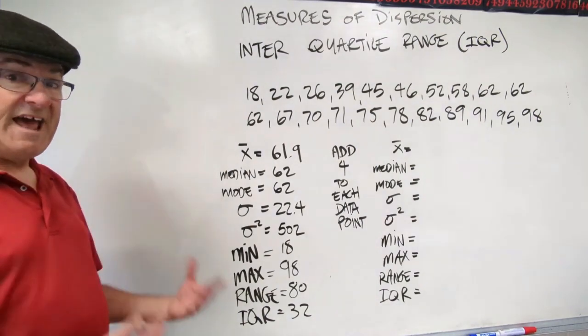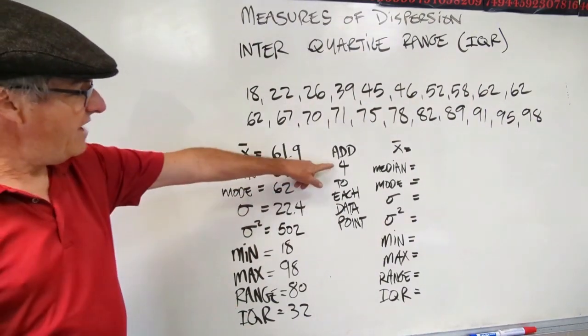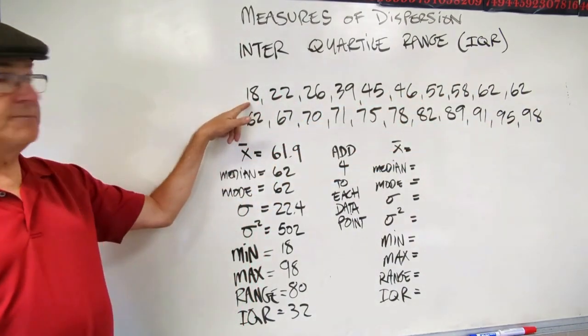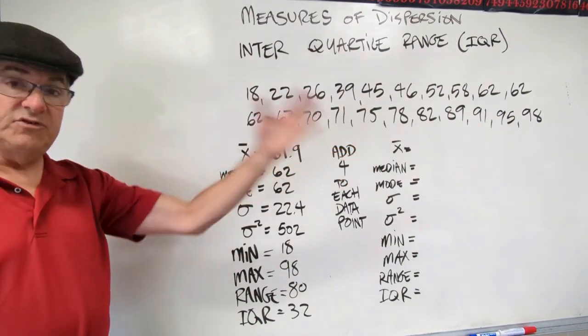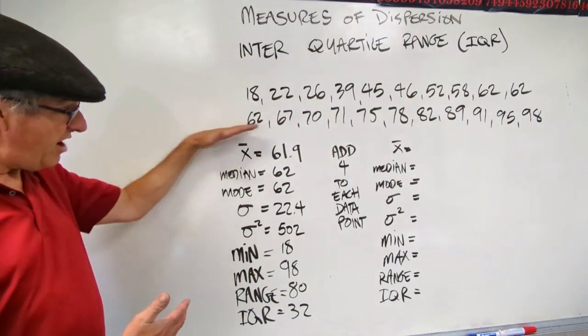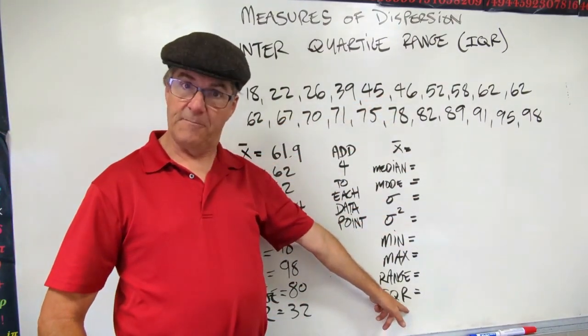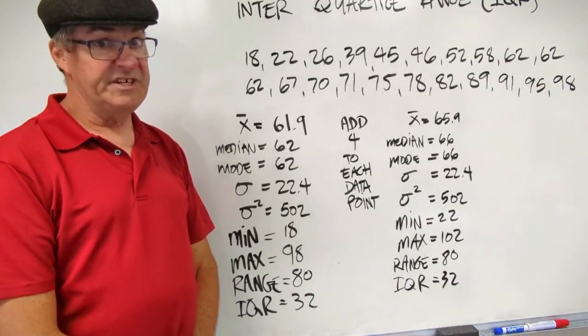Okay, so now what I want you to do in your calculator is add 4 to each of the data points. So this one's going to become 22, this becomes 26, this becomes 30, and so on. Do that in your calculator, and then recalculate all of these values and write them down in the spot there. So go ahead and do that, and then come back and we'll see what you got. Let's see how you did.